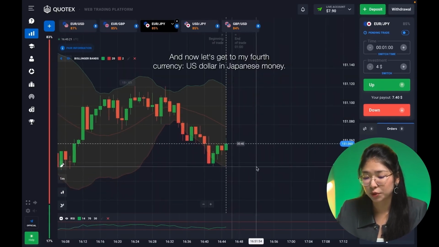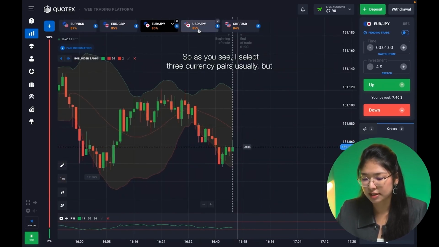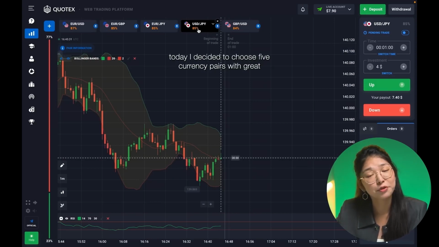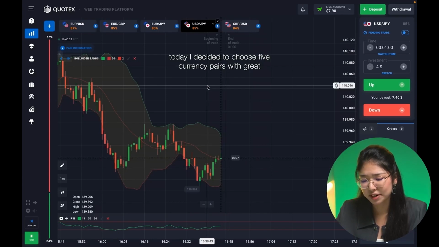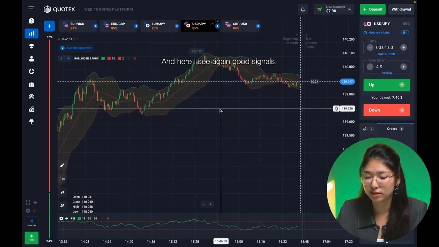And now let's go to my next currency, US dollar, Japanese yen. And as you see, I usually select 3 currency pairs, but today I decided to choose 5 currency pairs with a great percentage of payout. And here I see again good signals.